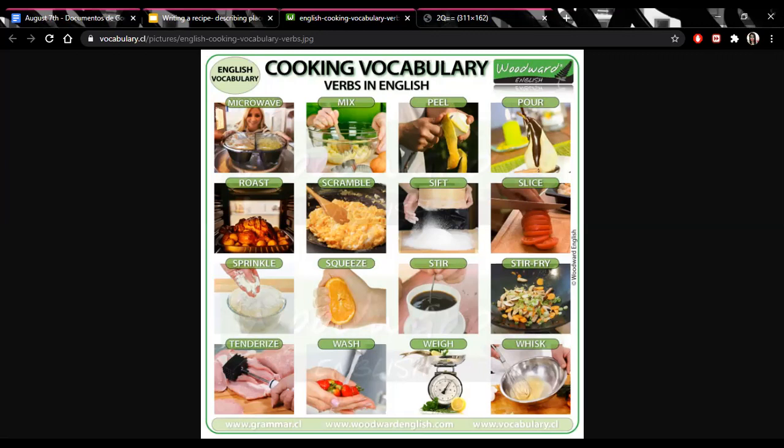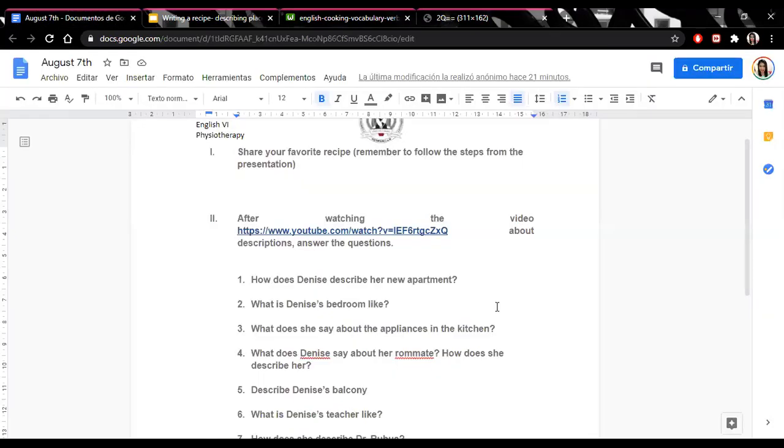Can you see the document? Yeah. Okay. So it says, share your favorite recipe. Remember to follow the steps from the presentation. So please, guys, I'm going to ask you to not search for one on the internet, okay? Write your own recipe. It could be about your favorite food. It could be something very simple. It doesn't have to be very gourmet. So it could be how to prepare your favorite egg or your favorite hamburger sandwich or whatever. But I want you to do it by yourself, okay?